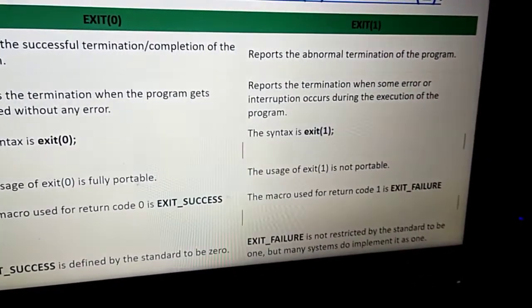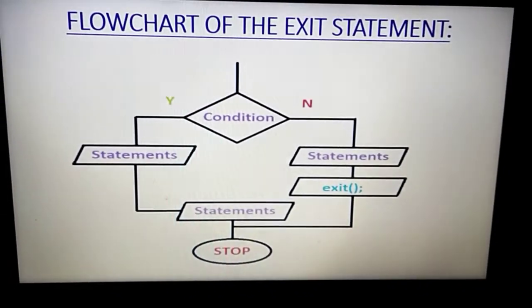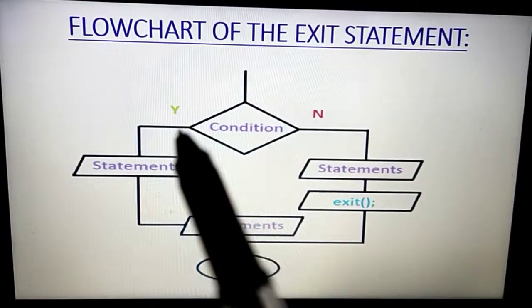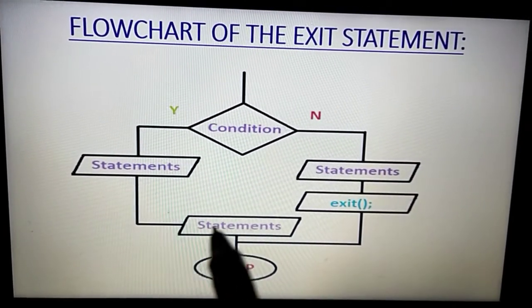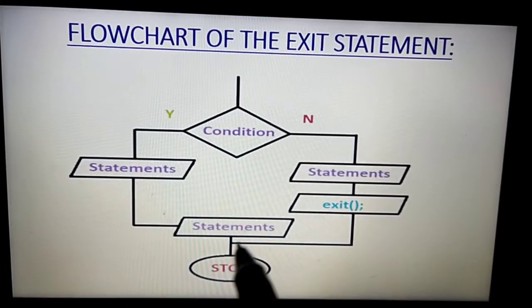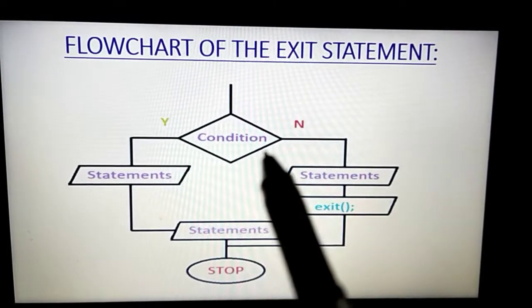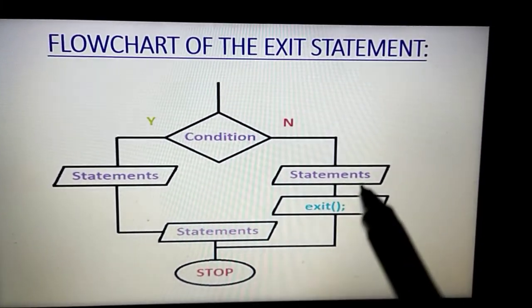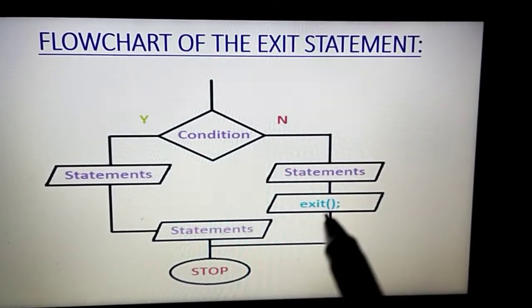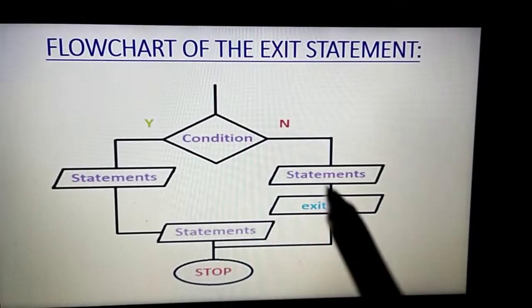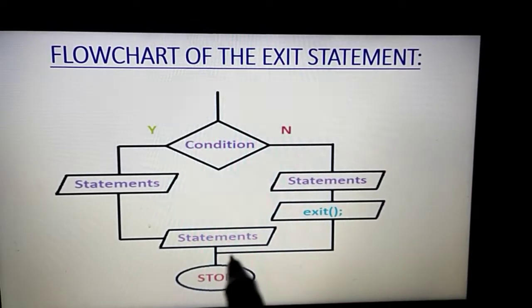Fine. To understand this one better, I prepared a flowchart for you. Suppose you have a condition. As long as it is true, that particular statement of the condition will get executed. It will continue executing, and when it reaches the false condition, it will execute the statement if there is a block of statements. Otherwise, if it encounters exit, what happens? It comes out from the program and directly goes to stop. Clear?